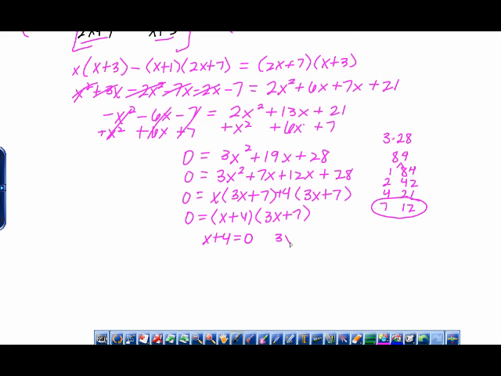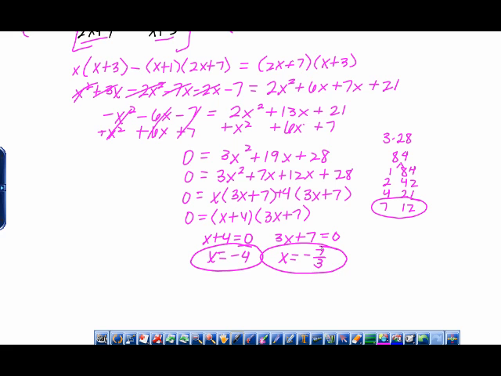This is how you solve a problem with factoring. So then x would equal negative 4, and x would equal negative 7/3. So just subtract the 7 divided by 3. And this is what it looks like my two solutions are.